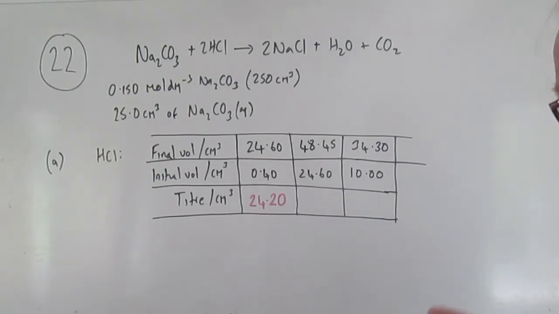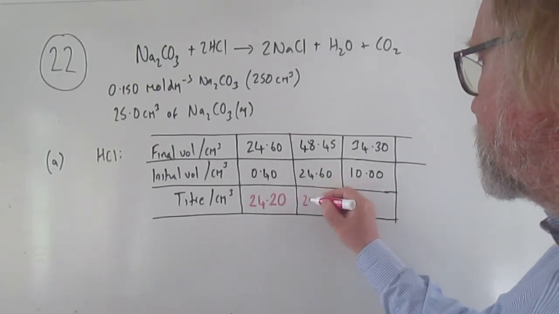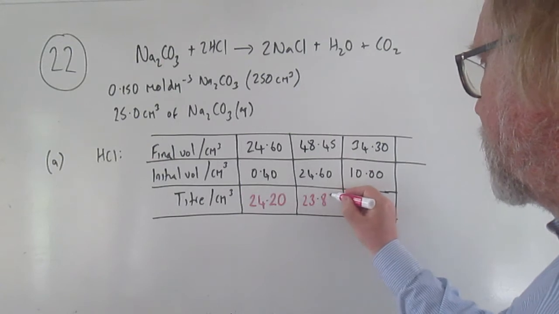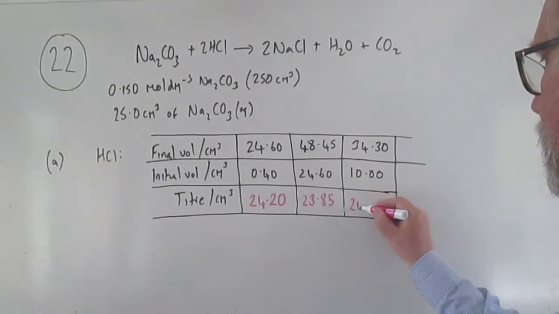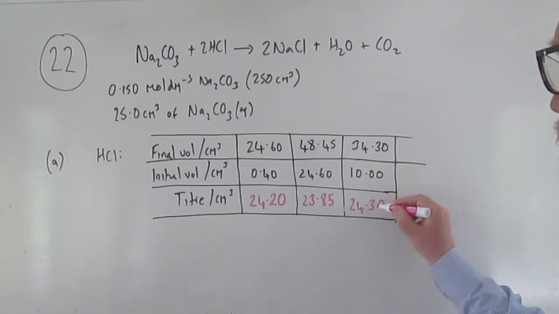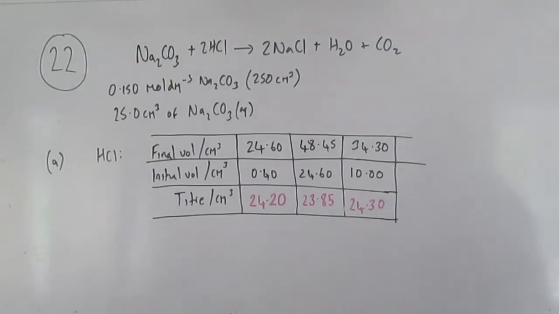So the same for this one. If you do that subtraction, you get 23.85. And if you do this one, you get 24. Again, not just 24.3, but 24.30. So that's your completed table.